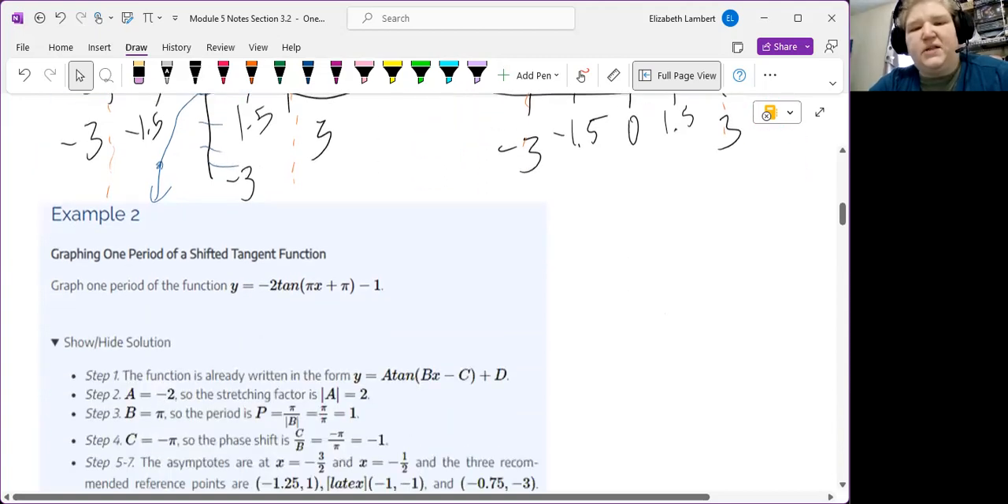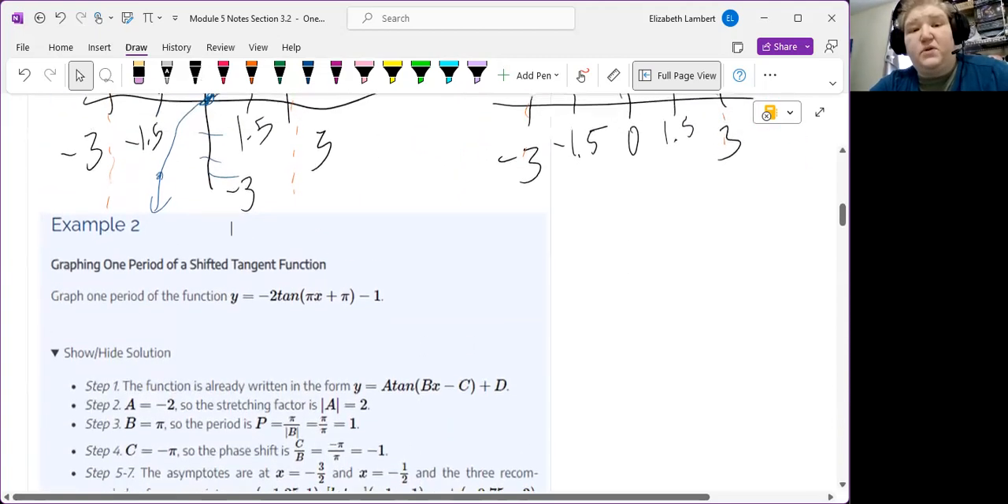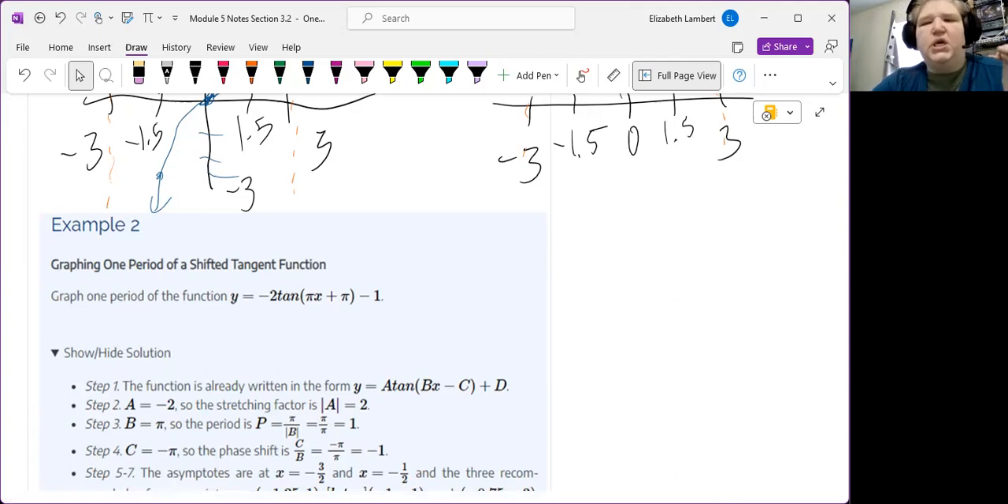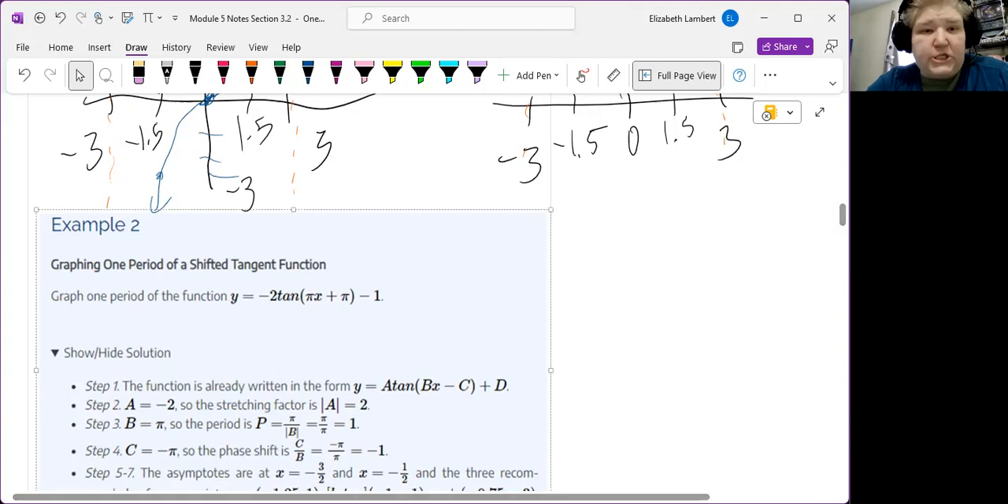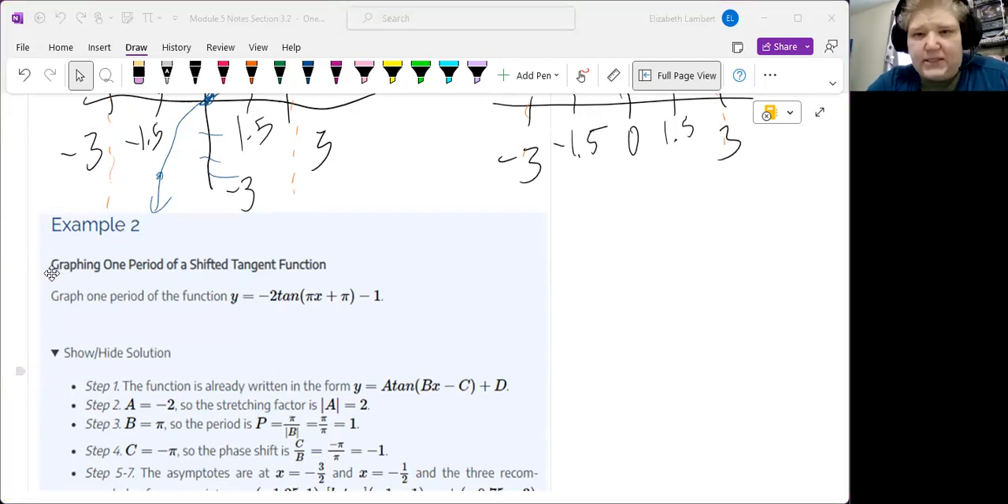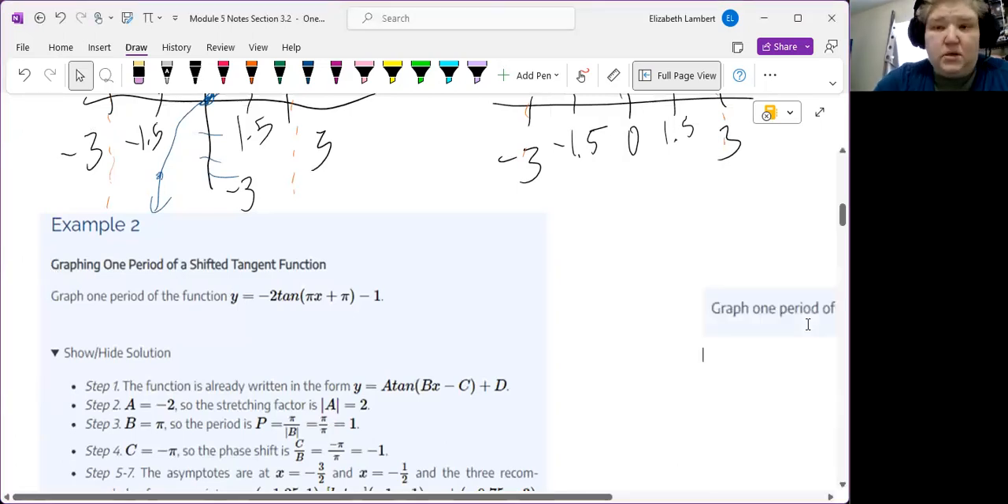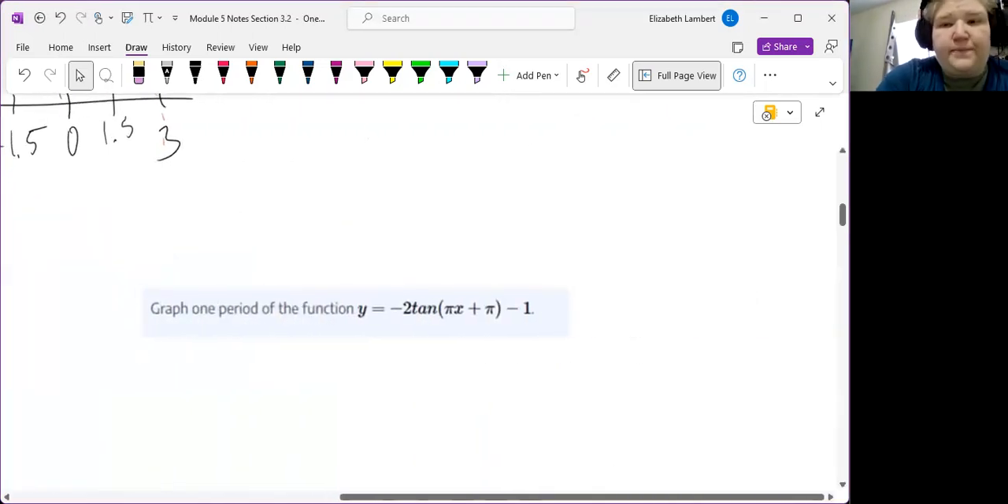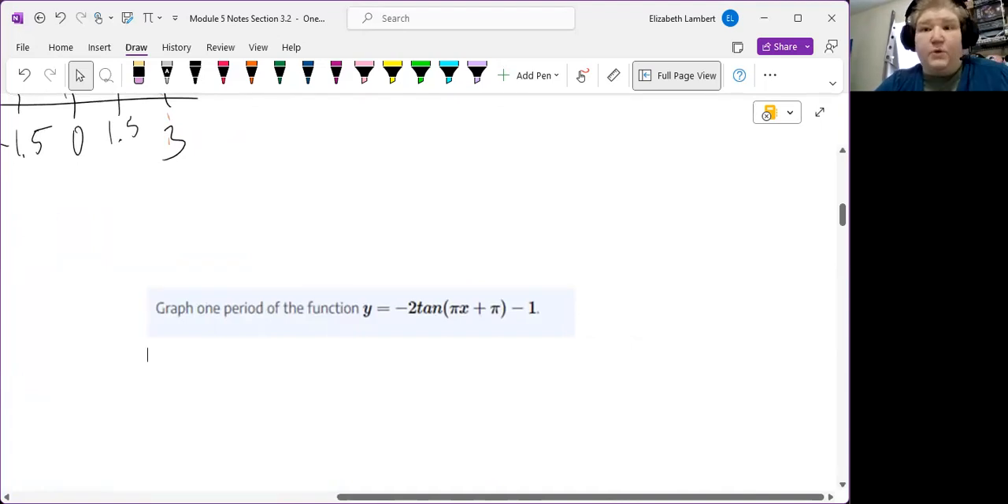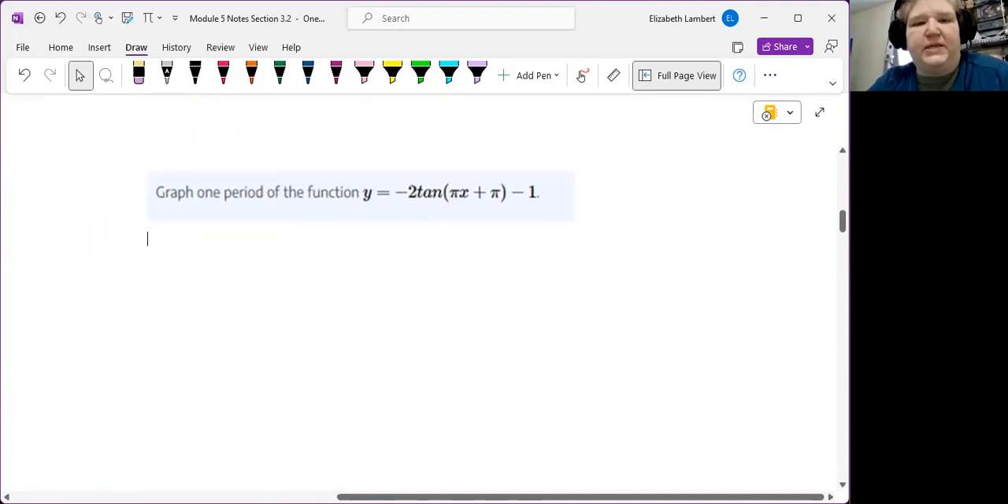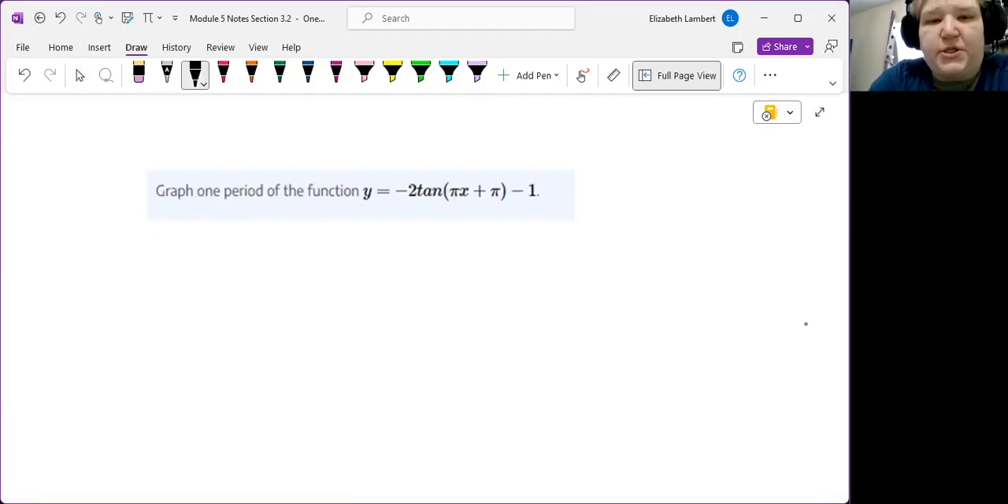All right, now let's take a look when we have a crazy function with all the shifting. I have in here, I copied the book's explanation just so we can compare and contrast. So what I'm going to do right now is just grab a picture of this and move it over here. We're going to work through it, and then we'll go back and look at what the book did. Okay, so graphing one period of the function.